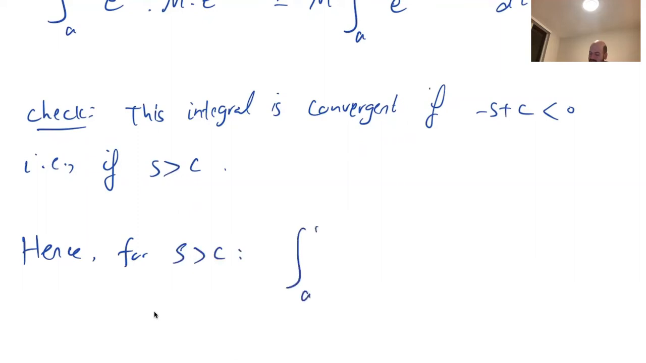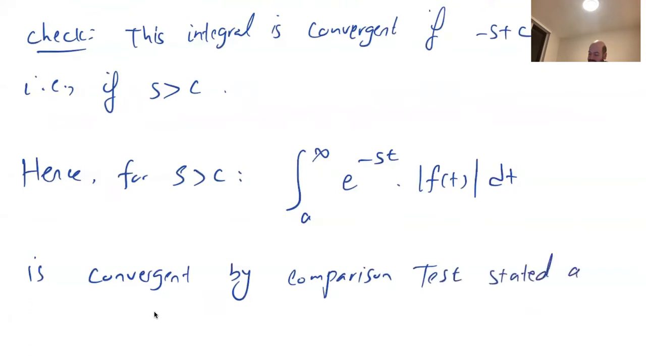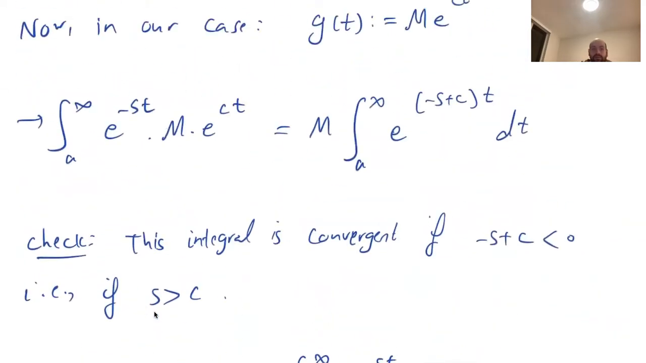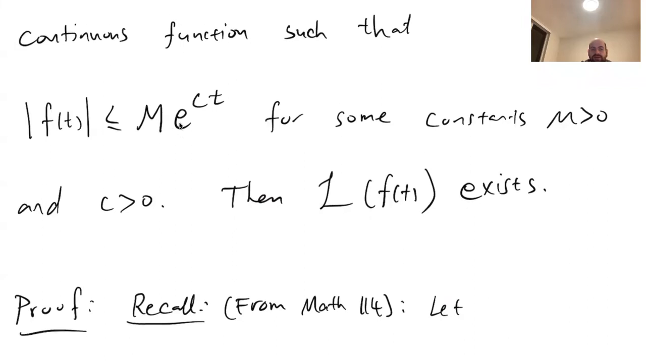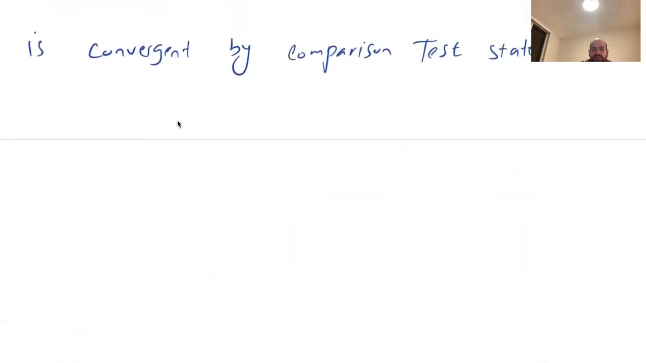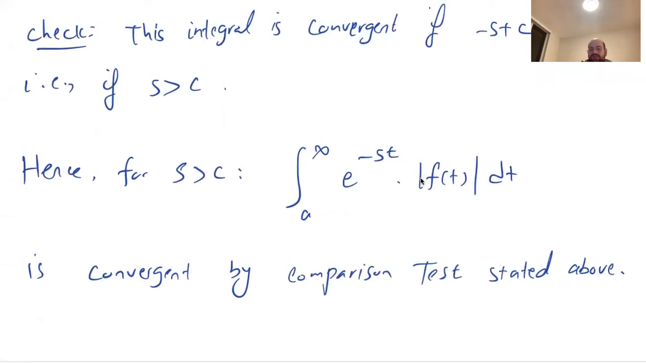Hence, for s bigger than c, we can say that the integral from a to infinity of e to power minus st times absolute value f of t dt is convergent by the comparison test stated above, right? I'm assuming that absolute value f is less than M e to power ct. So if the integral of e to power minus st times this function exists and is convergent, then the integral of e to power minus st times absolute value f must be convergent. Because the comparison test says that if the improper integral of the bigger function is already a finite number, meaning that it's convergent, then the integral of the smaller function must also be finite and convergent.